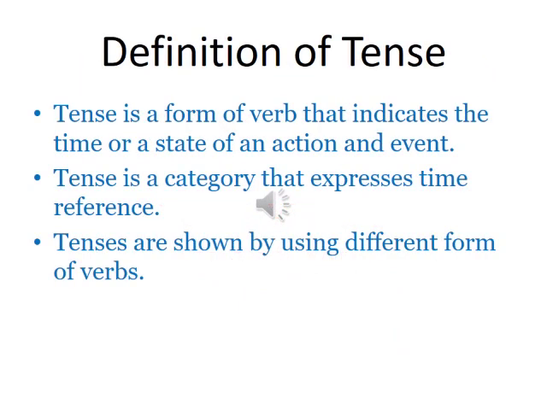So let us know the definition of tense first. Tense is a form of verb that indicates the time or state of an action and event. It means the tense tells us the exact time of an action or any event. Tense is a category that expresses time reference. It means that there is a direct connection between time and an action.